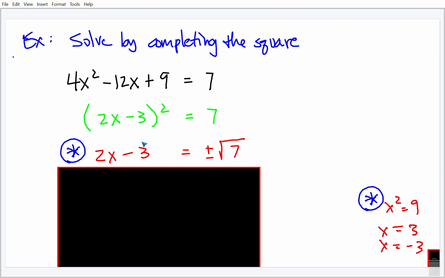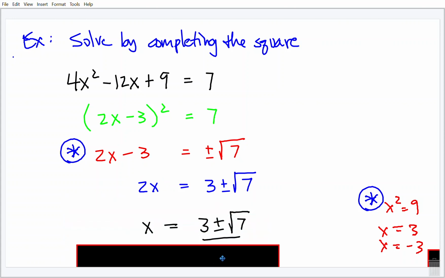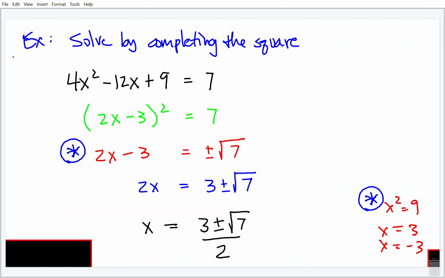For our next step, we're going to get rid of the minus 3 by adding 3 to both sides. And so we have 2x is equal to 3 plus or minus the square root of 7. And then finally, divide both sides by 2, and we have x equals 3 plus or minus the square root of 7 over 2, and that is the answer to this quadratic equation. And we have successfully solved this quadratic equation by completing the square.